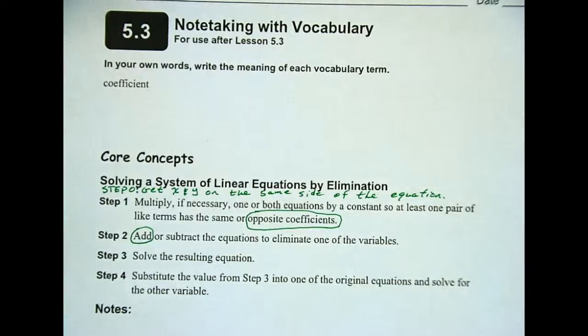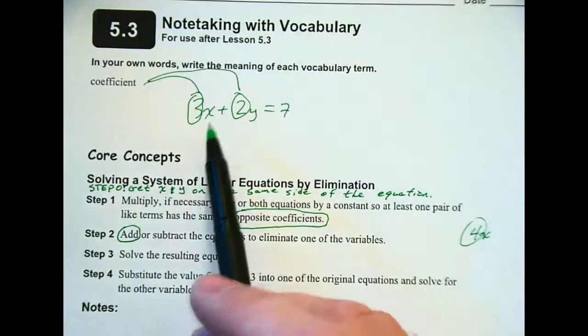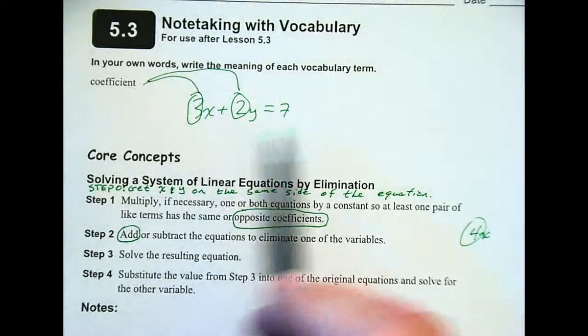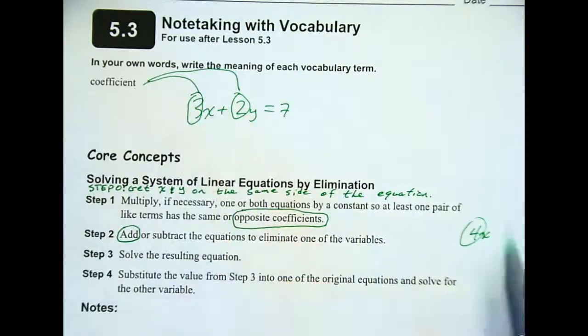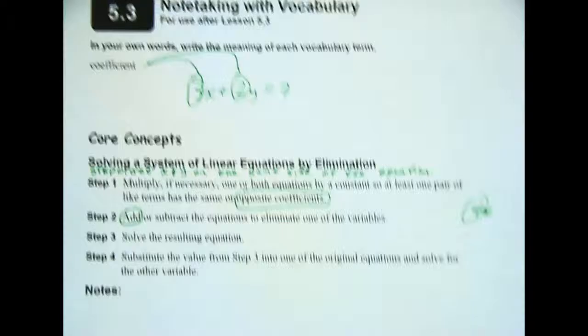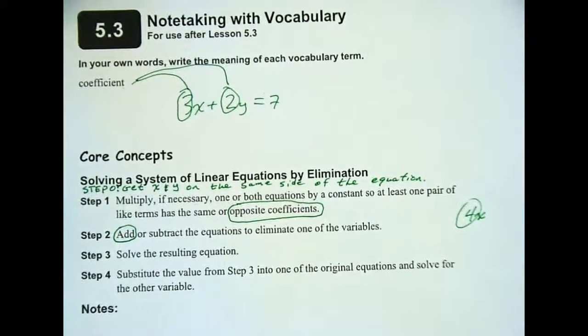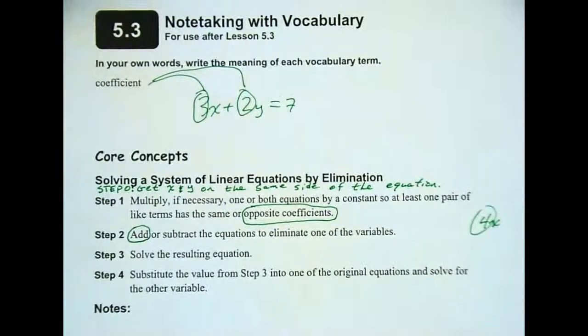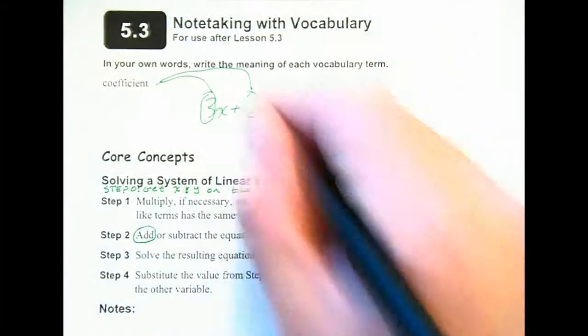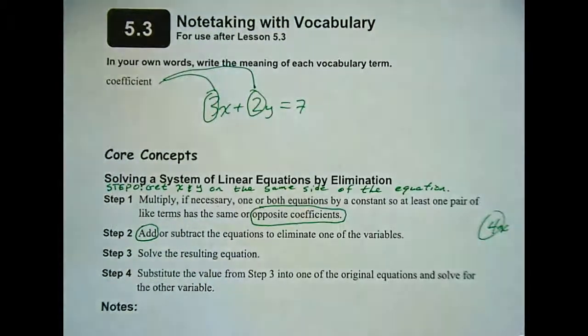Coefficient's the number that's attached to the variable. So if you had 3x plus 2y equals 7, the 3 and the 2 would be the coefficients. Or in 4x, 4 would be a coefficient, the thing attached to the variable. Now, how many of you said that? 2. All right, 1 or 2. How many have heard that before? Or coefficient. All right. Very good. So we're gonna try to come up with common coefficients.